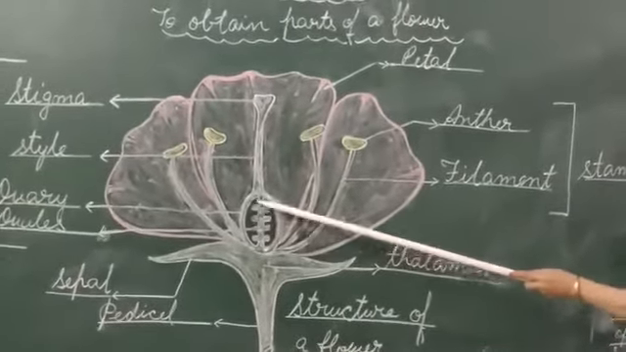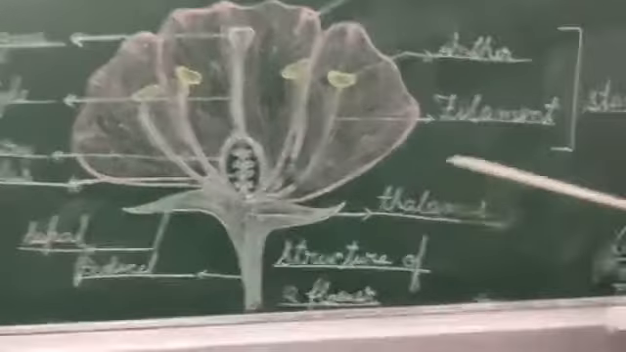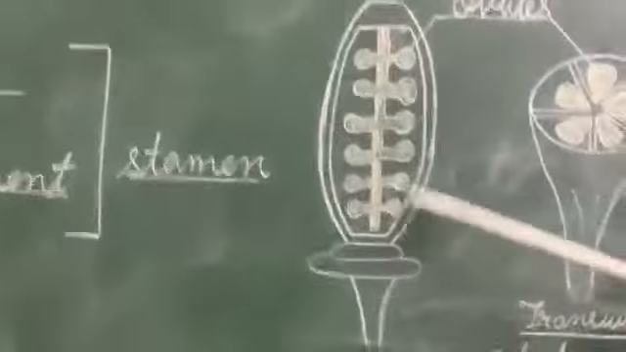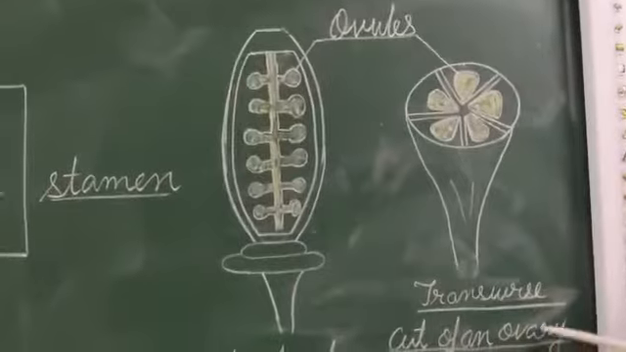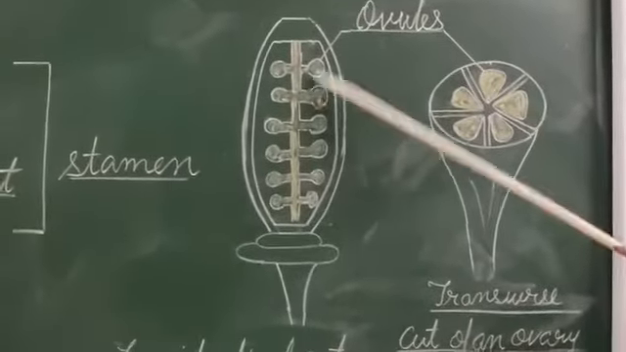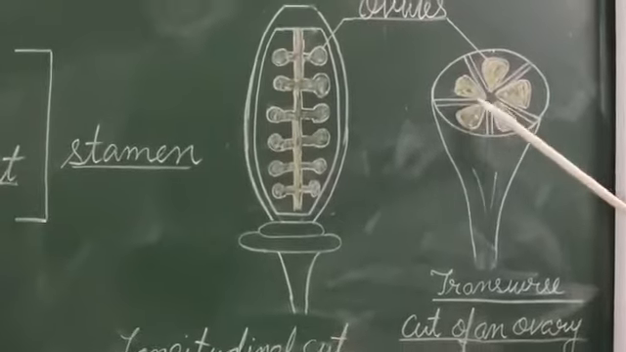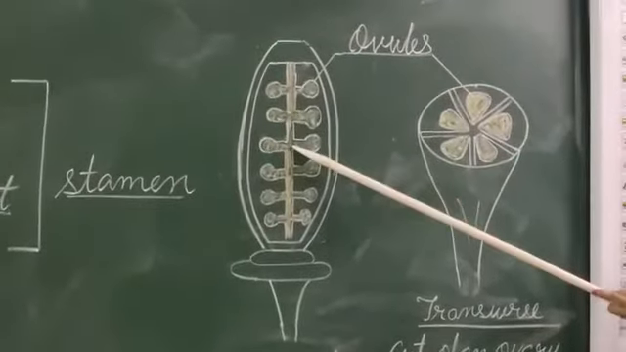Now, this structure of these ovules you can clearly see if we take the longitudinal cut of an ovary or a transverse cut of an ovary. Then we can clearly see the ovules. These are the bead-like structures that are present in the ovary.